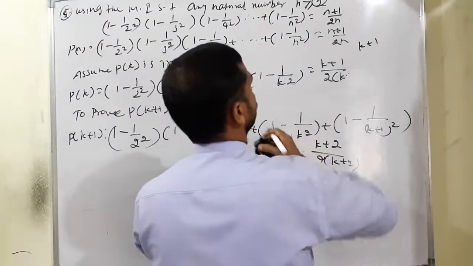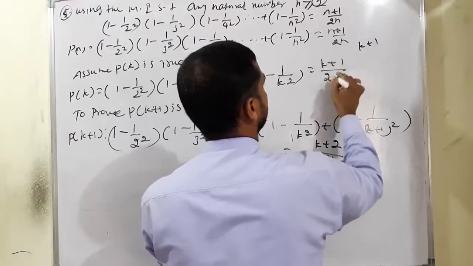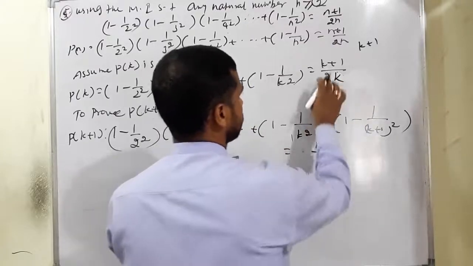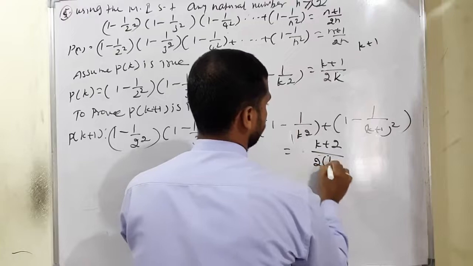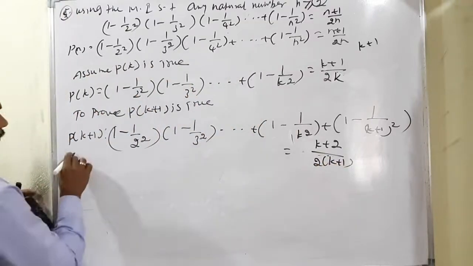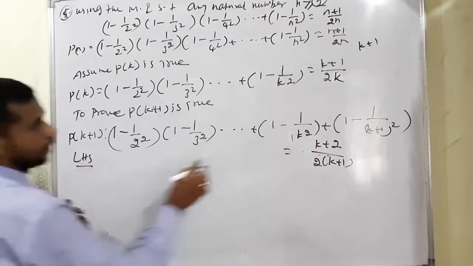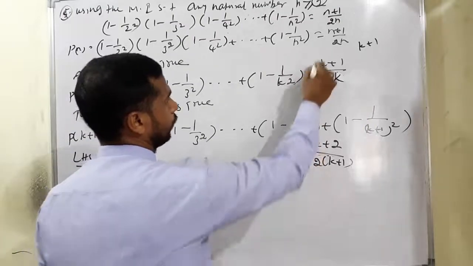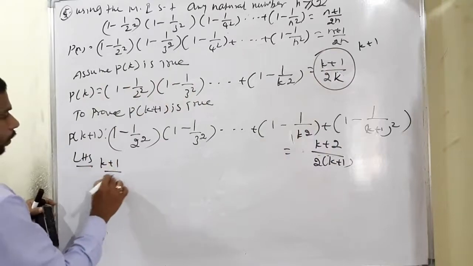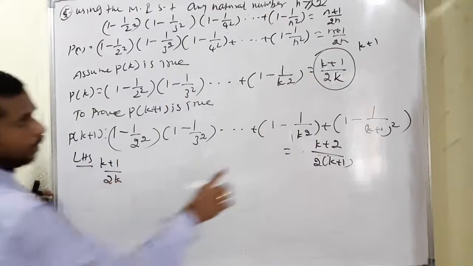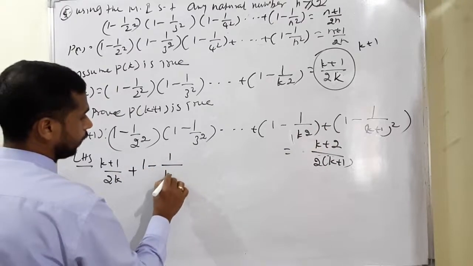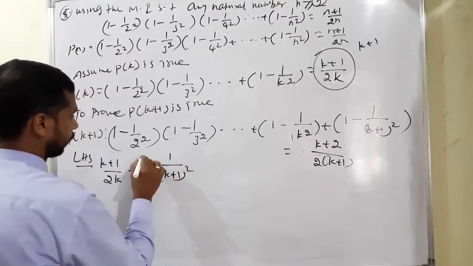Sorry, my dear, here 2n means we can write it only 2k. So only 2k means (k+2)/(2(k+1)). Now it is correct. So in the LHS, instead of 1 minus 1/k², we can write (k+1)/(2k) times (1 minus 1/(k+1)²).